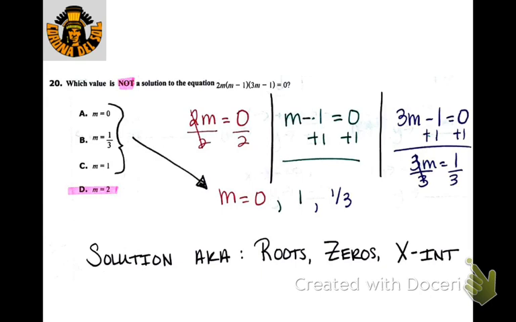Which value is not a solution? So we would set each of these little factors equal to 0 to figure out the answers, and they're these. And then just look to see which one's not there, so D.